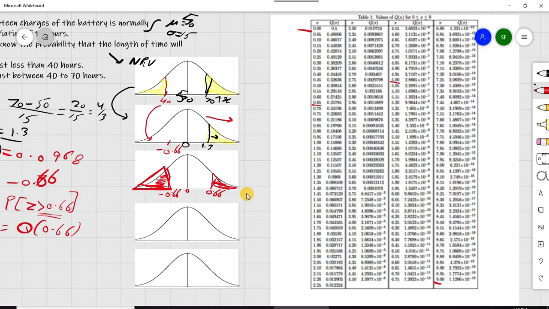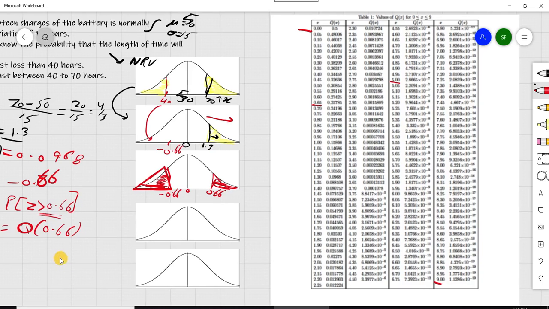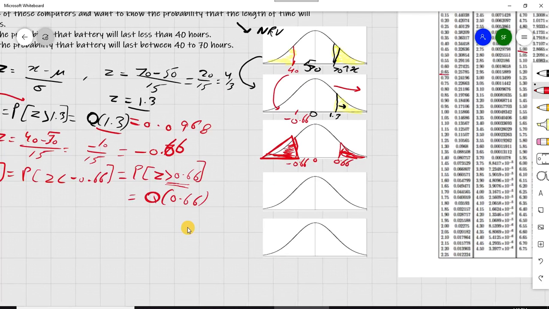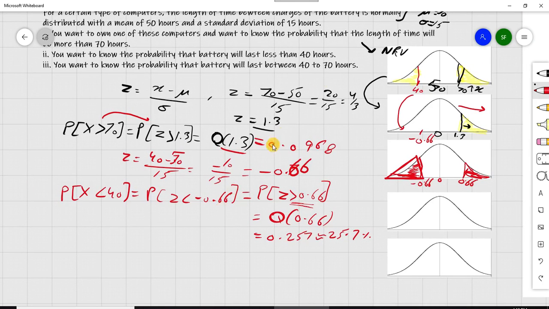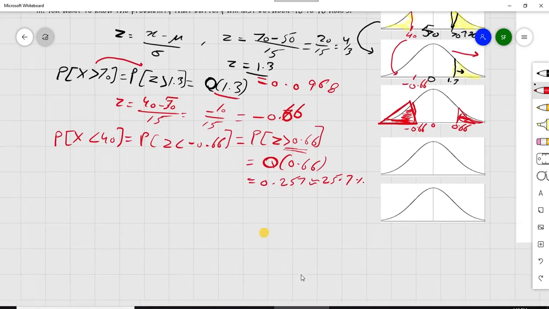So there's no problem. And the answer that we get is 0.257. So that is roughly the answer, 0.257. So this is the probability, or roughly you can say that there's a 25.7% chance that your laptop will last for less than 40 hours. So this is what we know now.